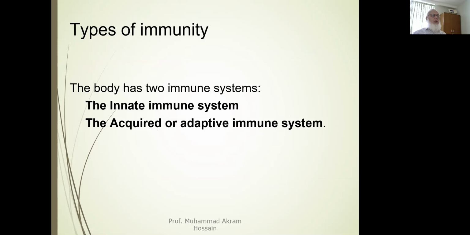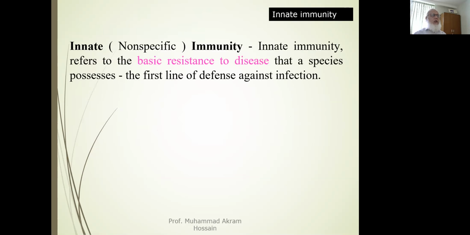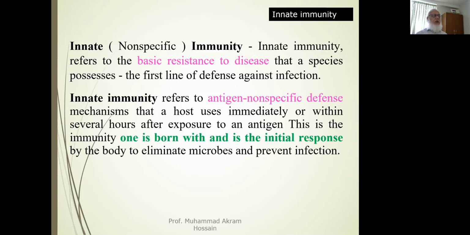You all know immunity has two systems. Our body has two immune systems. One is innate immunity and another one is acquired or adaptive immunity. Innate immunity refers to basic resistance to disease that a species possesses. This is the first line of defense against infection.